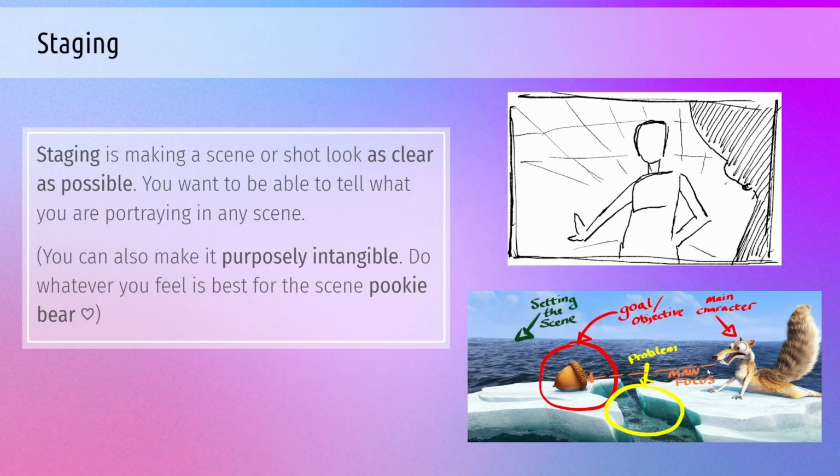Another good way to show staging is you have a main character here. You have the problem, which is the obstacle, the gap in the ice. Then we have our goal and objective. We see that our character is interested in it. And we also know that he is out at sea. He is out in the world. He has nowhere else to go but in this stage here.